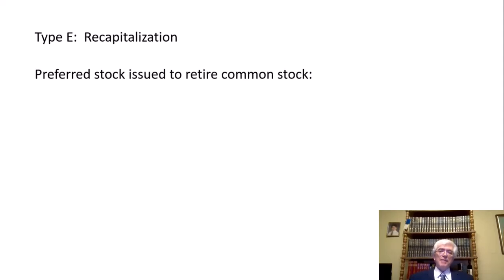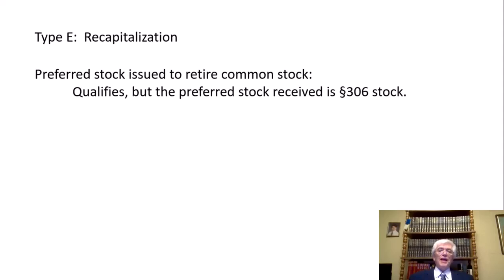Preferred stock issued to retire common stock. Well, that also qualifies, but then the preferred stock is going to be Section 306 stock, and we already saw that Section 306 stock is not a fun thing to have. You can't sell it. You sell it, and it turns into essentially dividend income, except you don't get to reduce earnings and profits. So it's not fun. Section 306 is essentially considered a punitive section, and if you've got 306 stock, that means the Internal Revenue Code is punishing you for having that stock. So yes, you can issue preferred to retire common. It will qualify as a Type E recapitalization, but you're going to be left with something that you probably don't like.